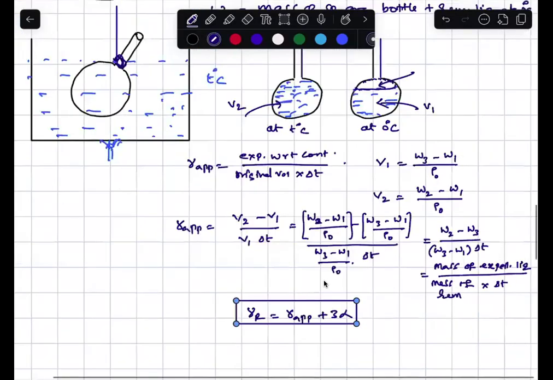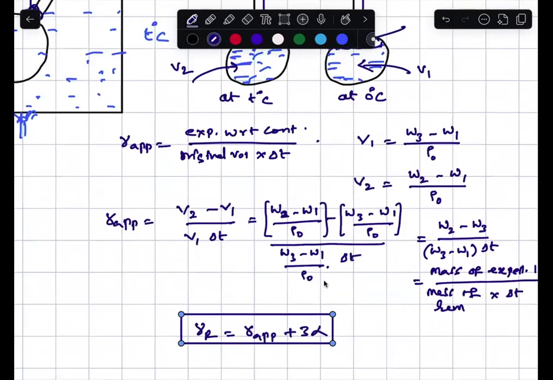Using this relation, you will determine the gamma real of a liquid. But basically, experimentally, what you are finding is gamma apparent only. You are measuring gamma apparent and thereby you are finding gamma real. Right.